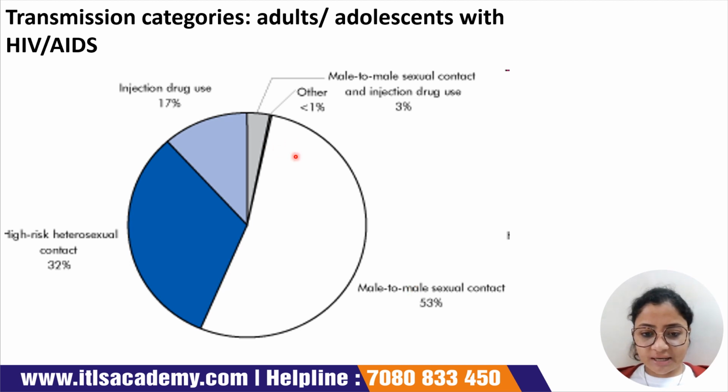3% will be male to female sexual contact and injection use. Others will be 1%. Injection drug use will be 17%. Injection drug use means when you are utilizing the same injection to give drug to multiple patients, which is mainly seen in case of the drug abusers, because they can arrange only one injection, and utilizing that injection they are taking the drug dose, maybe 6 or 7 people are sitting together and they are sharing the same needle. So that is a major source of transmission of HIV. And also high risk heterosexual contact, which will be again 32%. Heterosexual contact means female male sexual contact, which is high risk, means unprotected, without using any kind of protection.